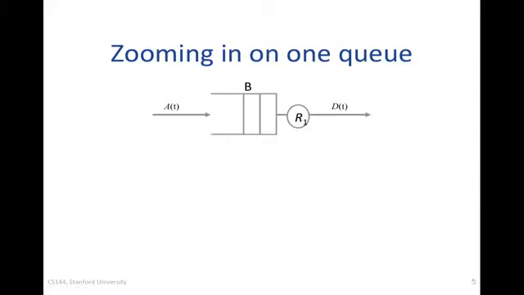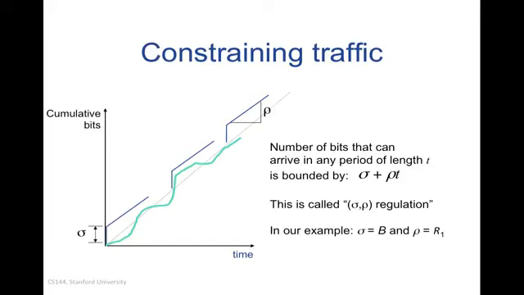We're going to constrain the traffic, and we're going to use a fairly well-known technique for doing this. It's something that's called sigma rho regulation. I'll tell you what sigma rho regulation is. It's basically the idea I just told you. So if this blue squiggly line here is our arrival process, our cumulative arrival process, A of t, I'm going to say that the number of bits that can arrive in any period of length t is bounded plus by sigma plus rho t. So this is just like my b plus r1 t equation just now.